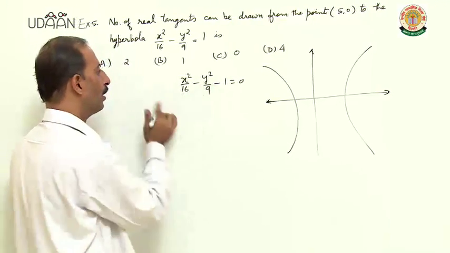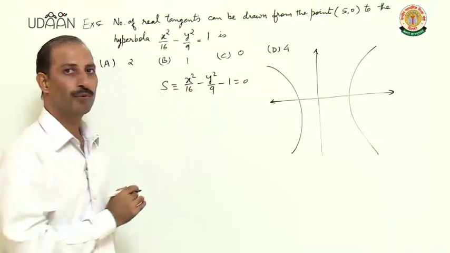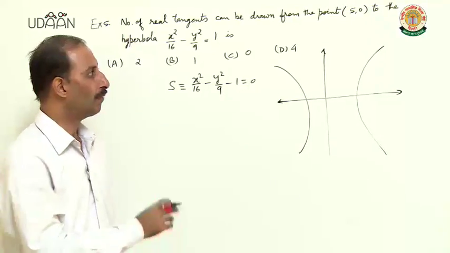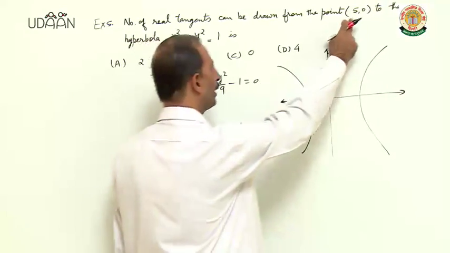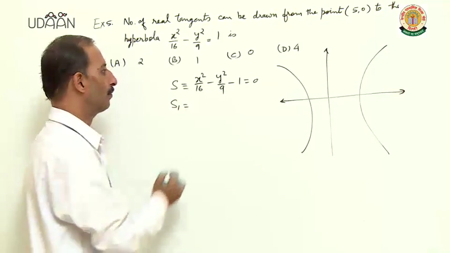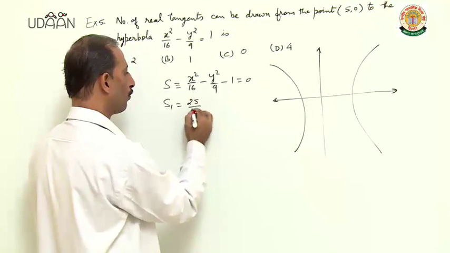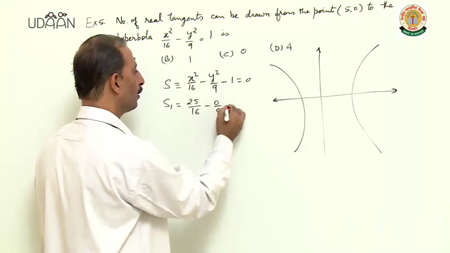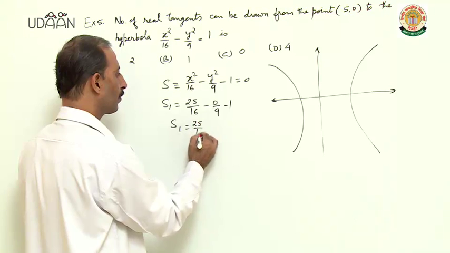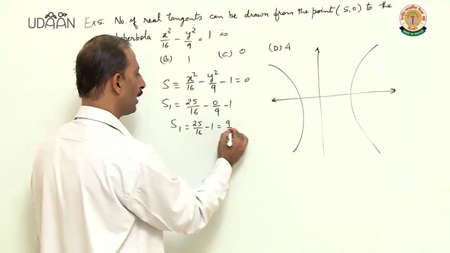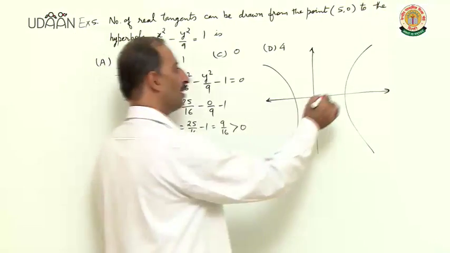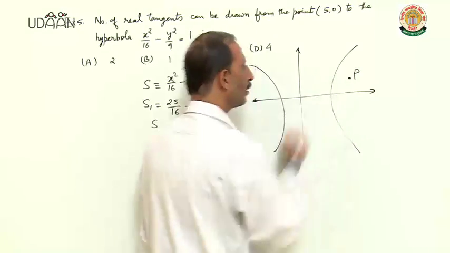This value I am calling S. So the value of S is x square upon 16 minus y square upon 9 minus 1. If you put the coordinates of the point 5, 0 in place of x and y, this value is known as S1. So in place of x put 5, in place of y put 0, and you will get S1 is 25 upon 16 minus 1. It becomes 9 upon 16. That is a positive value. Positive means this point lies inside the hyperbola.